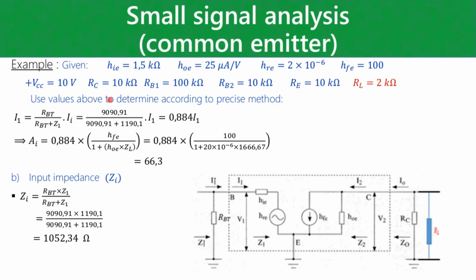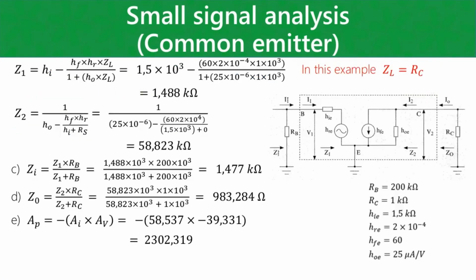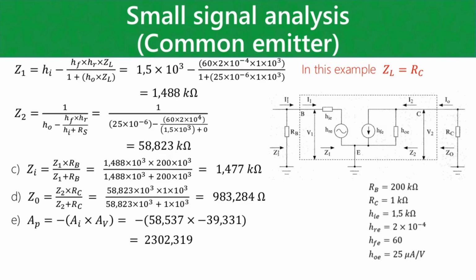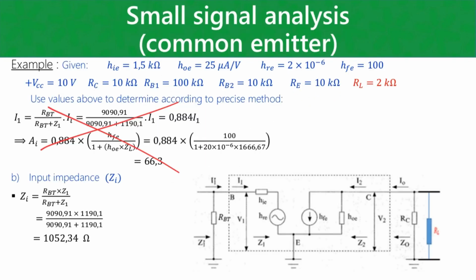It's also going to influence your current division, because now you also have current division on the output. The way the current division is done in this example is not right. You have to use that formula that I showed here in the beginning. So this one here. But you guys can go work through these examples.